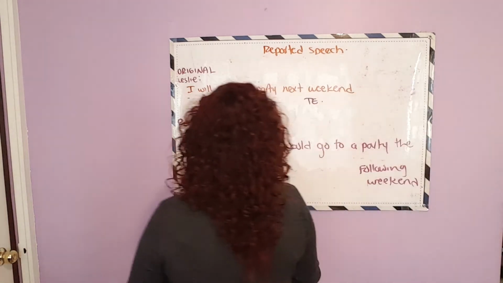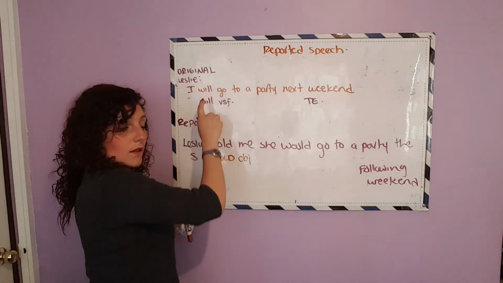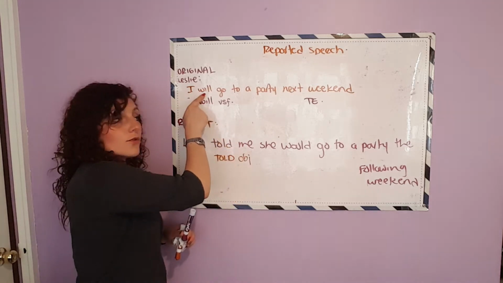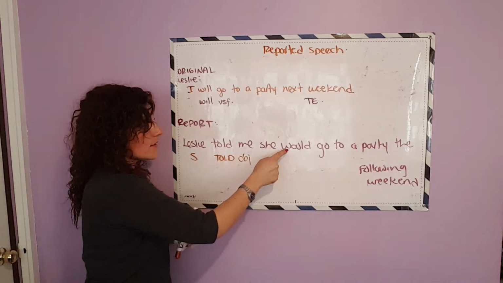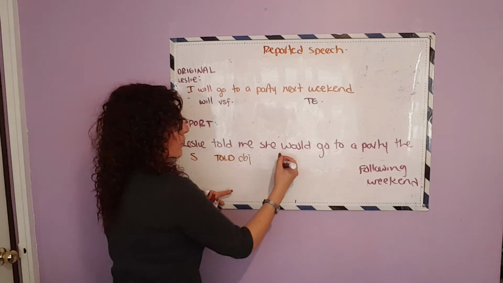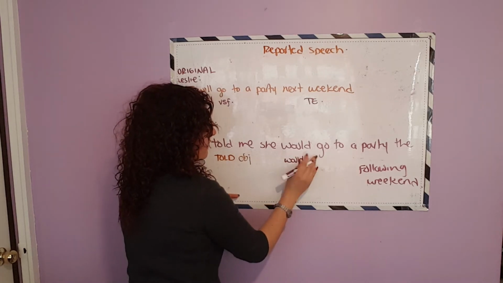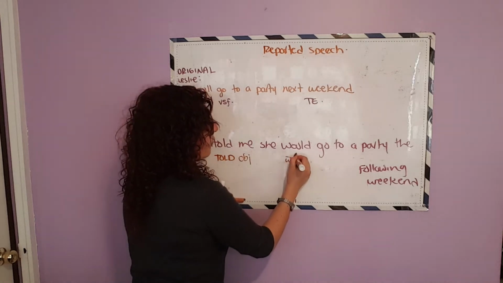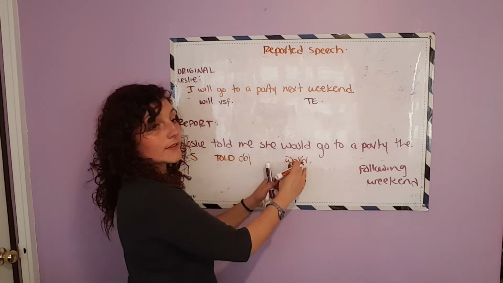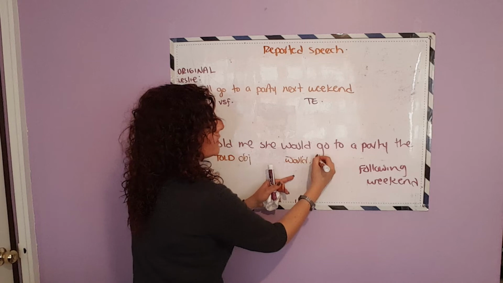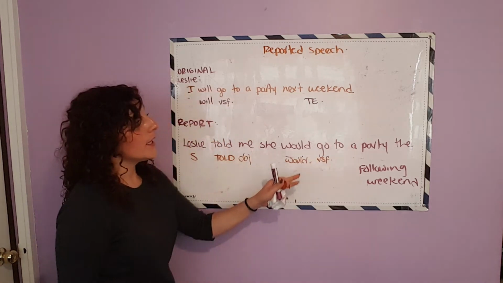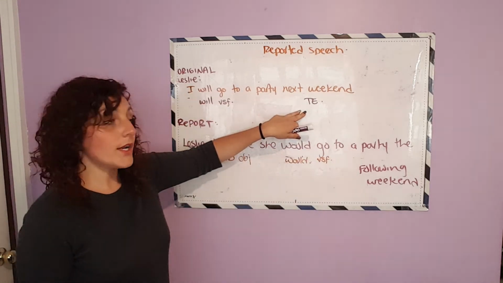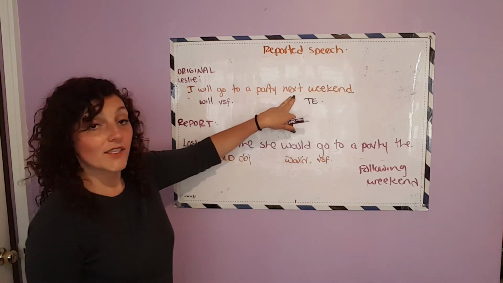As you can see, I am modifying will. When I report, I don't use will. Will passes to would. Okay? Well, I'm very sorry. Okay, would. And after would, once again, you have to use your verb in simple form. And finally, you have the time expression. Your time expression is next weekend.